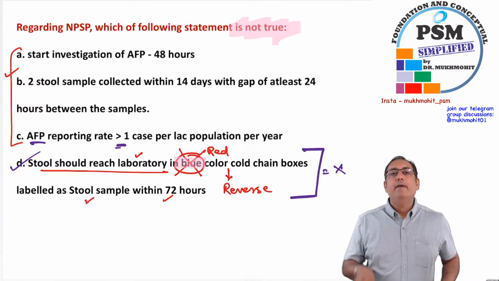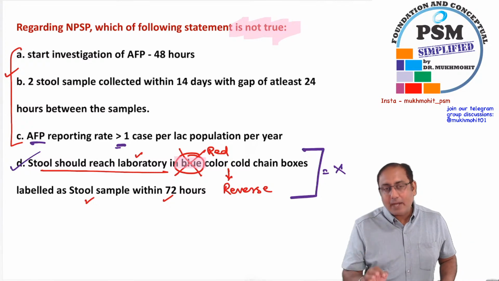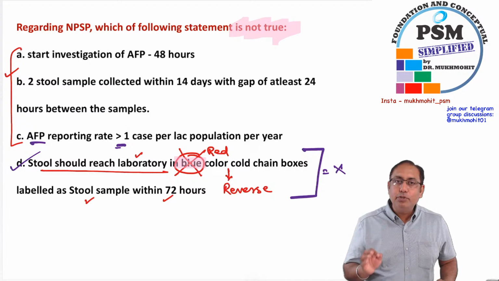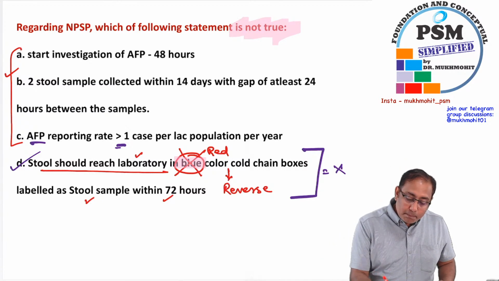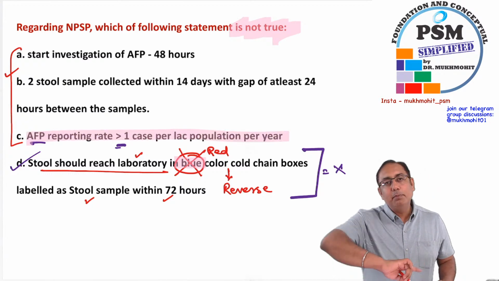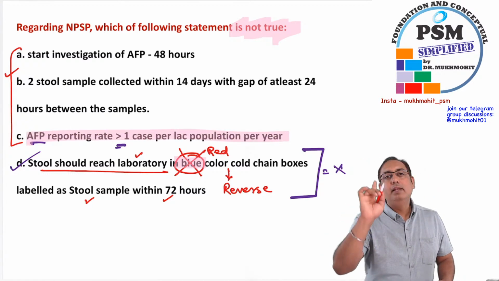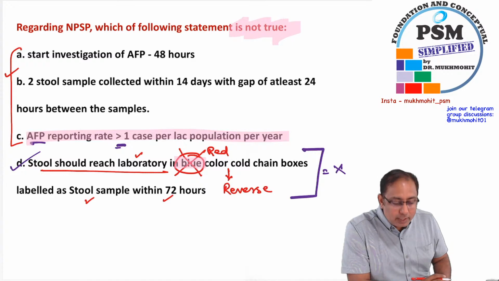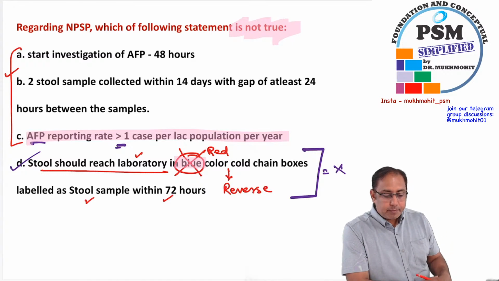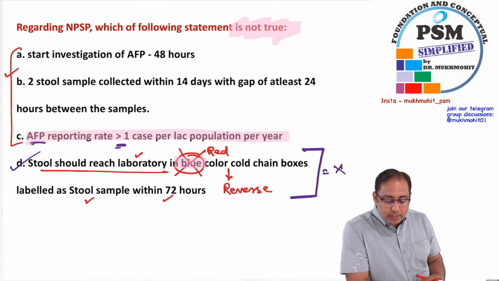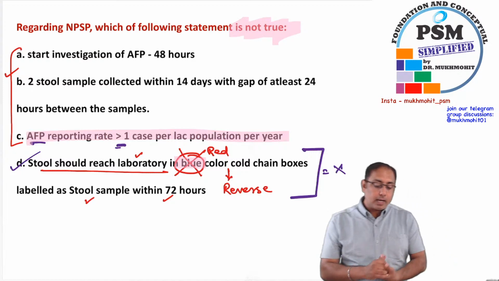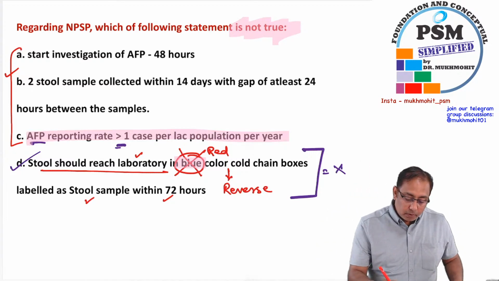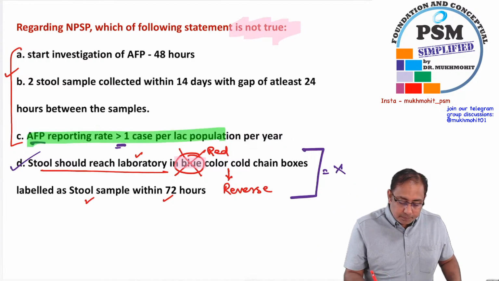Please repeat with me. The target indicator or the impact indicator of the NPSP, National Polio Surveillance Program, is AFP reporting rate. AFP should be more than one per lakh population per year. It's not less than one, beta. Okay, option C is wrong. It's correct, beta. AFP reporting rate, it is more than one case per lakh per year. So option C is the correct answer.